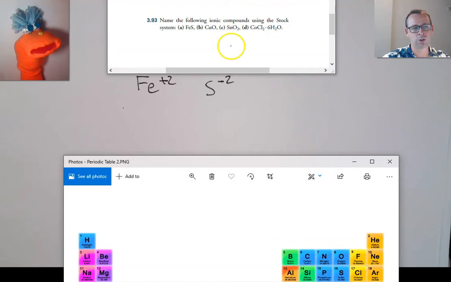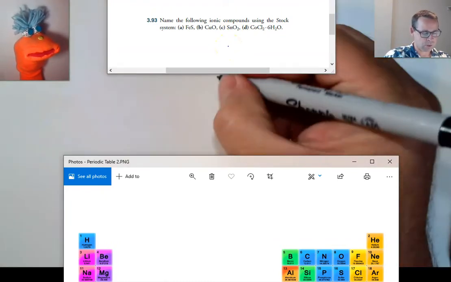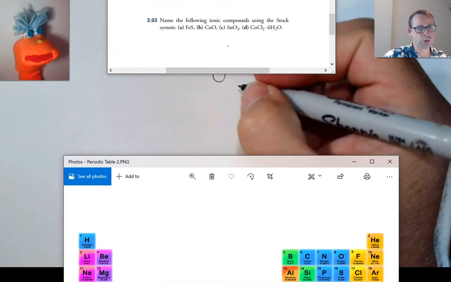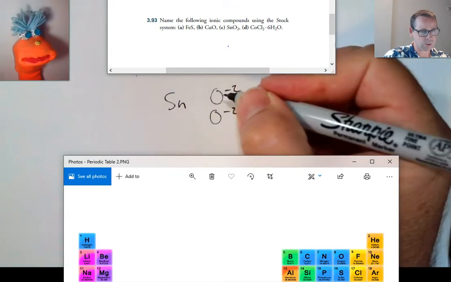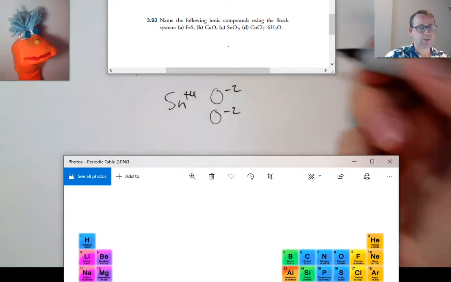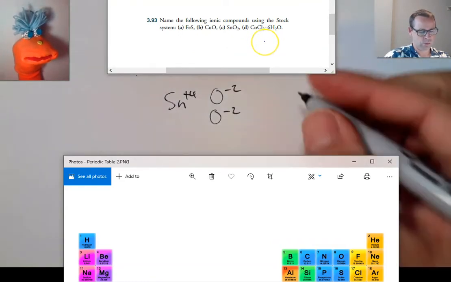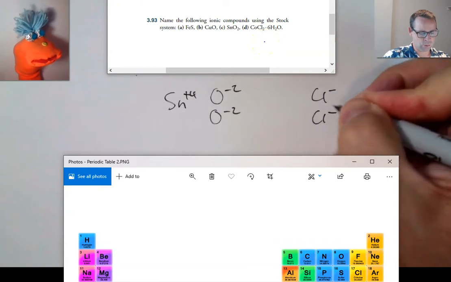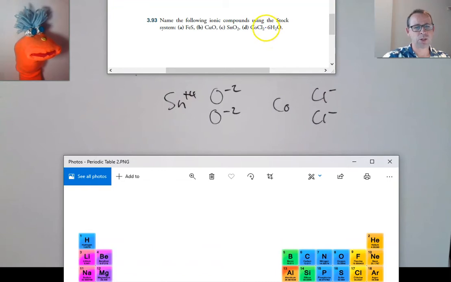Because oxide is -2. Yeah, let's write this down so we can kind of see what we're thinking of. Oxide's -2. And there were 2 of them. Right, there's 2 of them. And there's only 1 tin. Yeah, so that had to be a +4. Very good. So, this one. Chloride is -1. And there's 2 of those. So, let's see. Oh, yeah, cobalt 2 chloride. Very good. Now, you didn't say the rest of this.